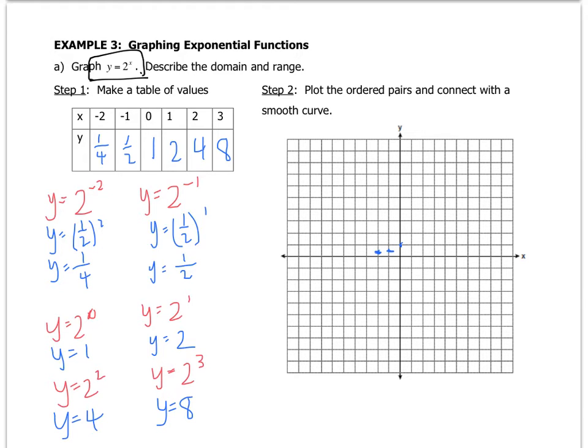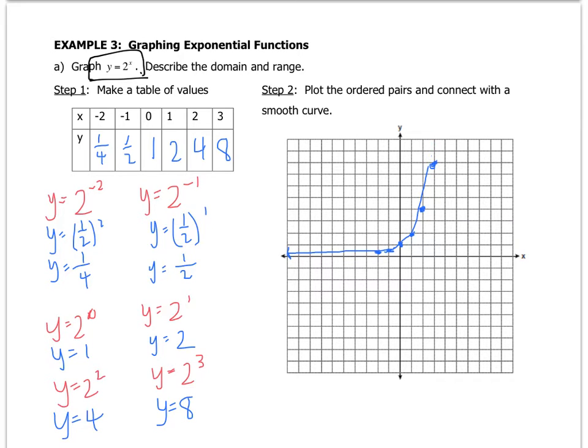0, 1. 1, 2. 2, 4. 3, 8. And you see, obviously, this is not linear. And just like we would extend it on linears, we also extend it here as nonlinears. And what I want you to realize is that this will never cross over the negatives. Oh, I didn't connect that well.